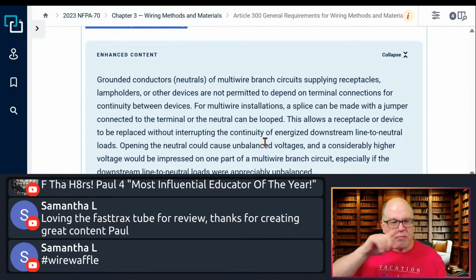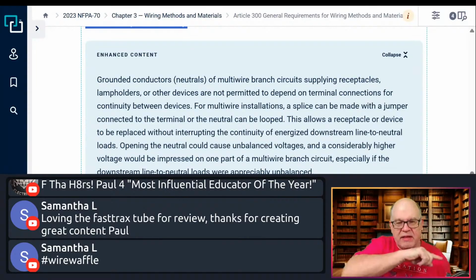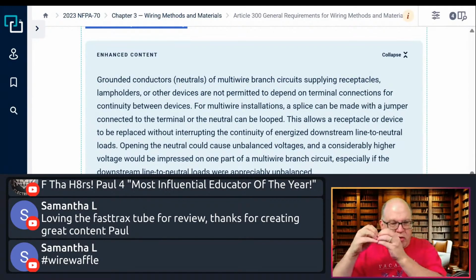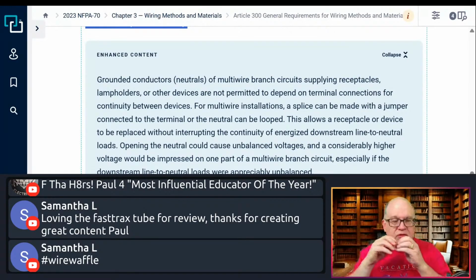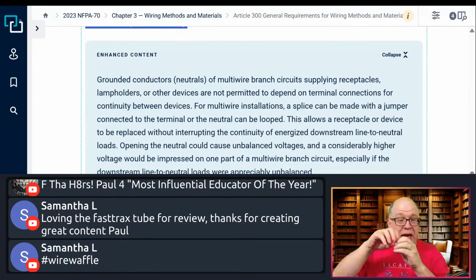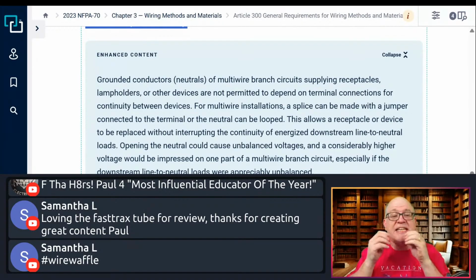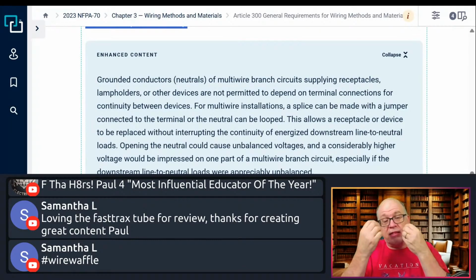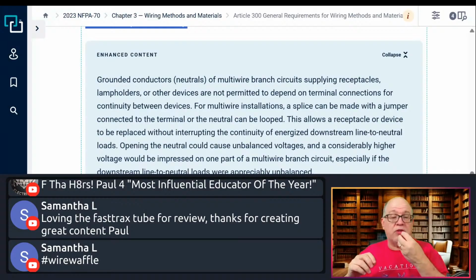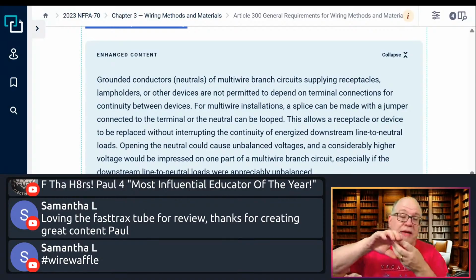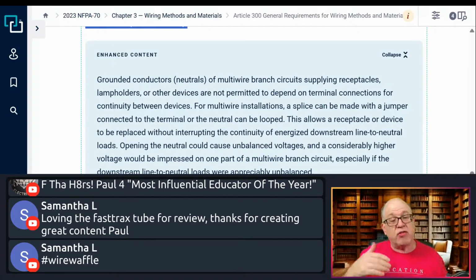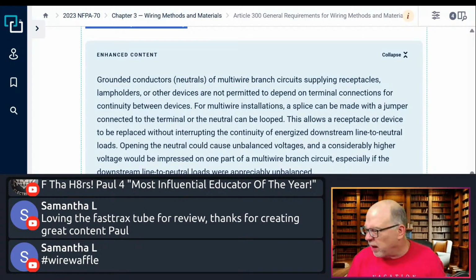It means that basically you're looping it through the device and continuing it on and splicing it to the neutral that's going on, so that you've got enough to pull it out of the box, but you're not cutting that neutral. You're not stopping it and dead ending it on the device. So you're not backstabbing and then coming out the other side, or looping it on one terminal and then coming out the other, so that when somebody removes that device, you've got potential problems downstream on that multi-wire branch circuit.